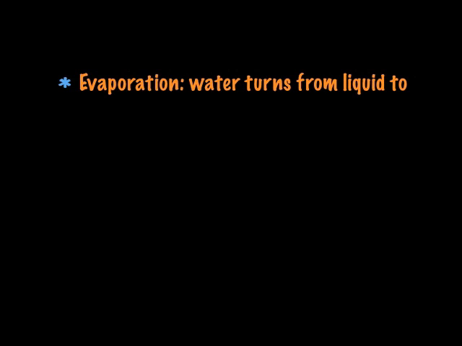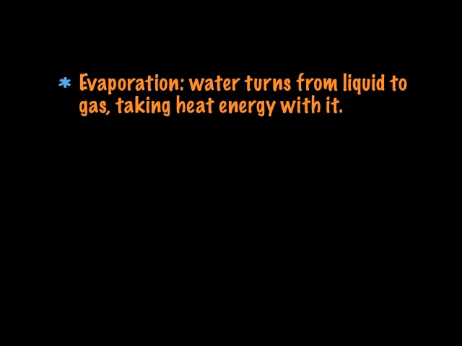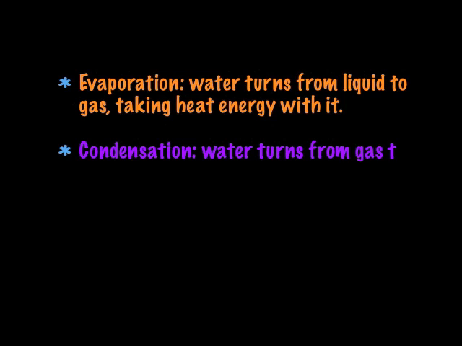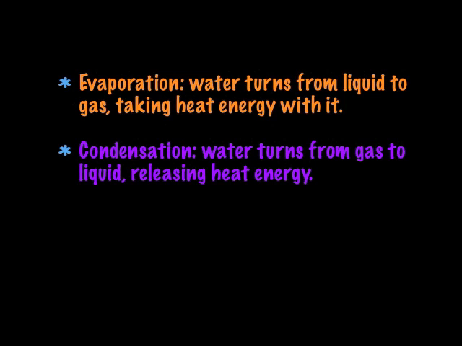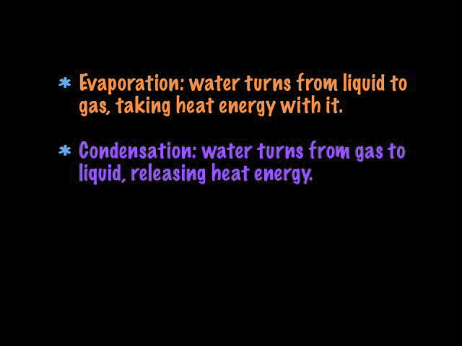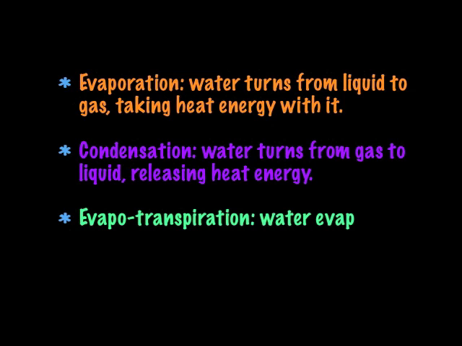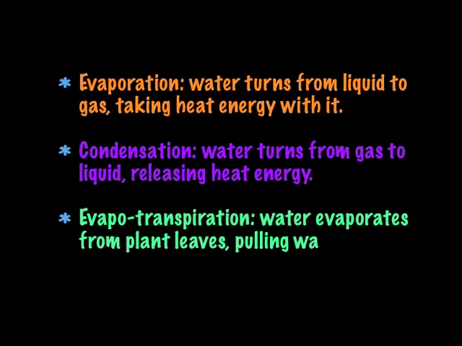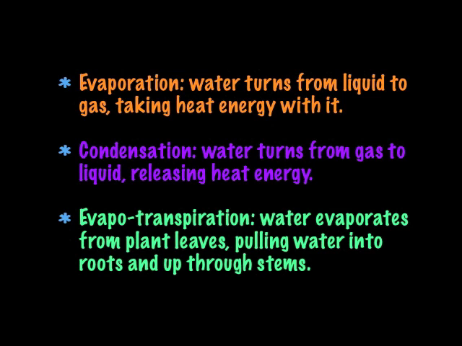Alright, let's run through those terms. First we have evaporation. Water turns from liquid to gas, taking heat energy with it. Condensation. Water turns from gas to liquid, releasing heat energy in the process. And evapotranspiration. Water evaporates from plant leaves, pulling water into roots and up through the stems and out into the atmosphere.